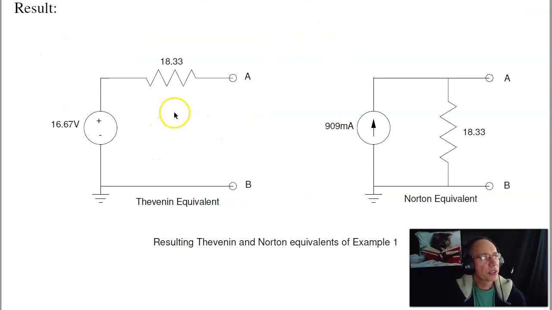So here's your Thevenin equivalent or the Norton equivalent. And note, I don't have to do all three. 18.33 ohms is also 16.67 volts divided by 0.909 amps, or the current is voltage over resistance. Find two, that's all you need.